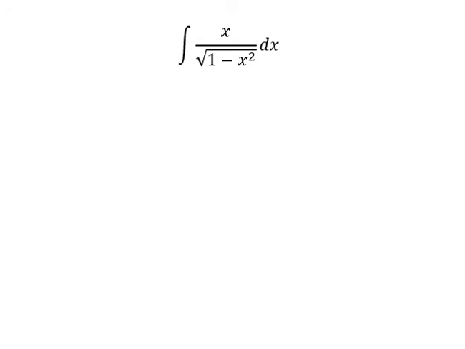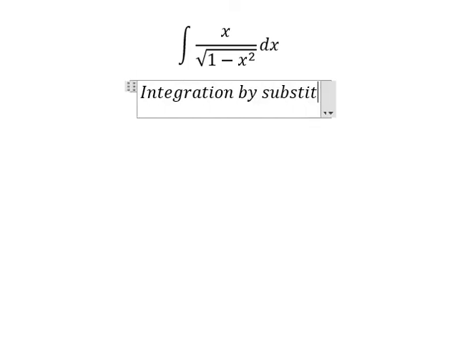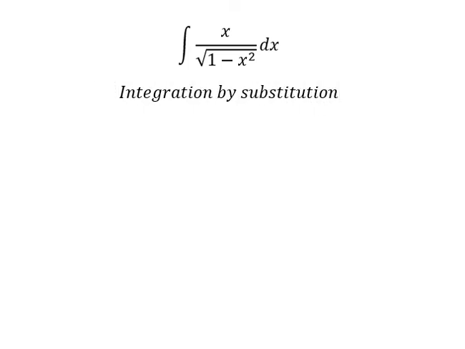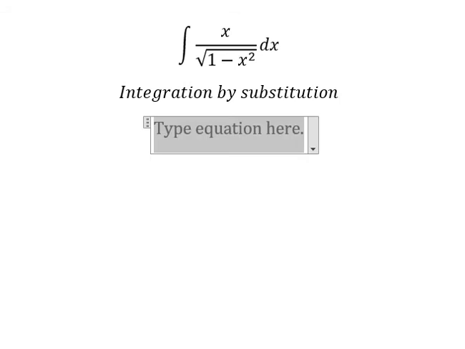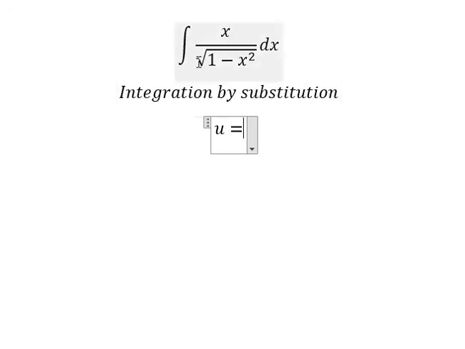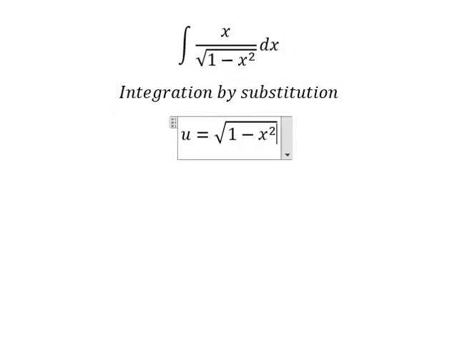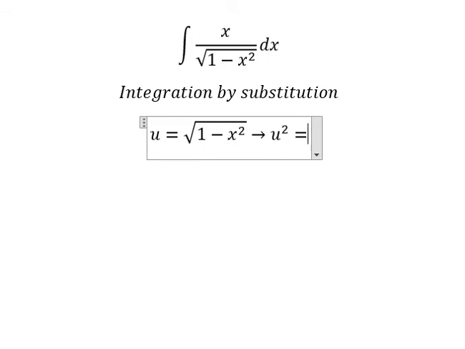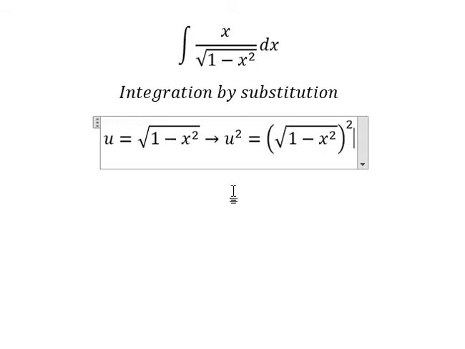We need to use integration by substitution. So I will put u equals this one. After that, we square both sides to cancel the square root.